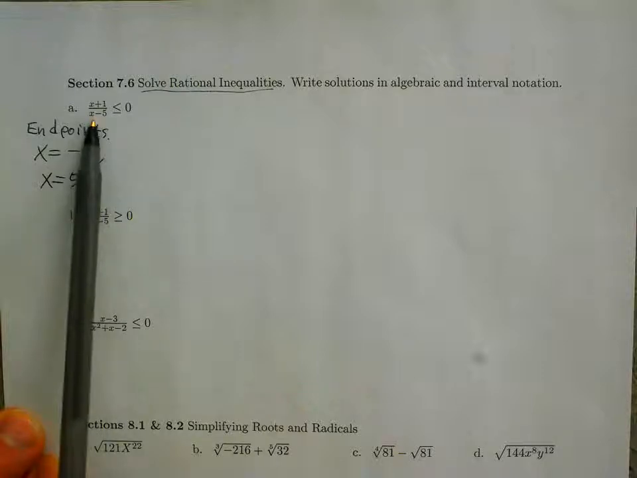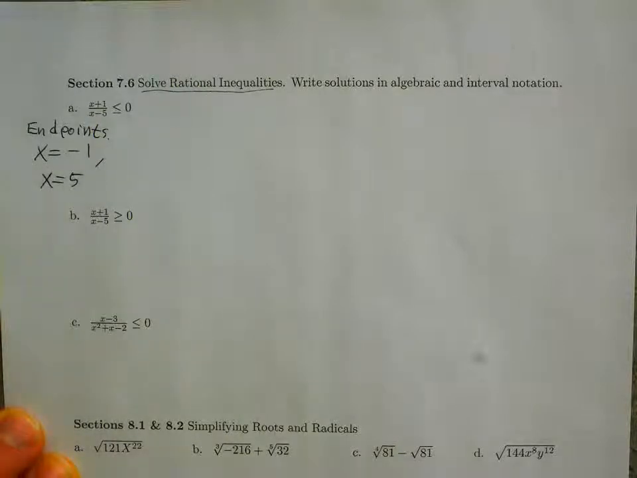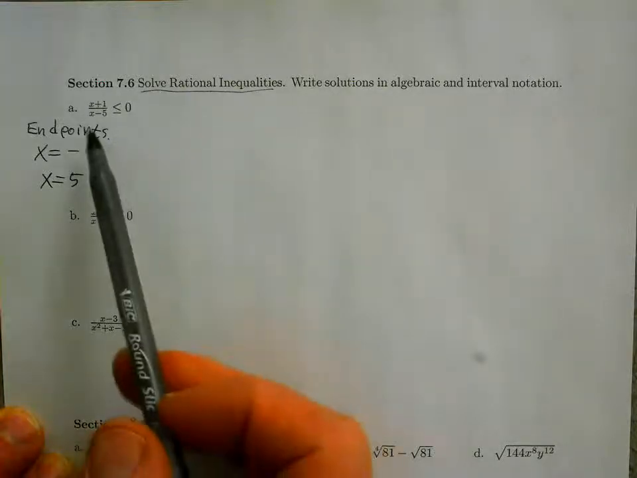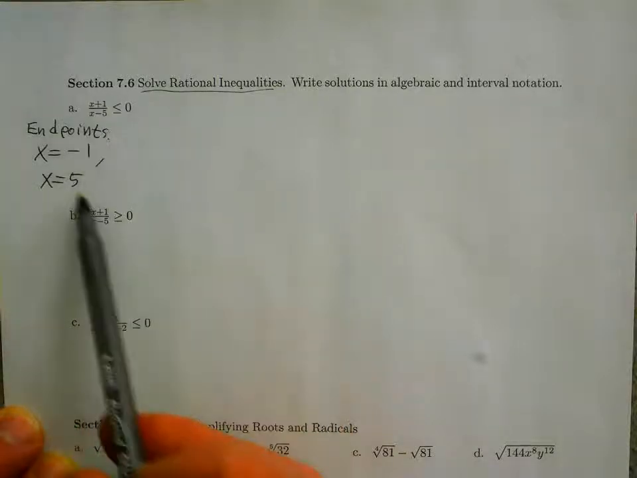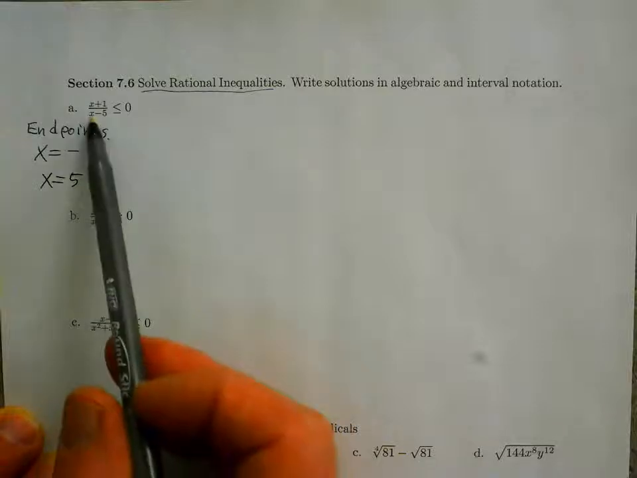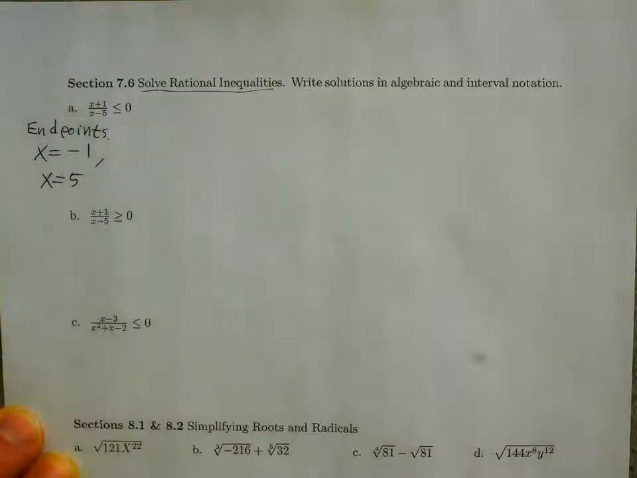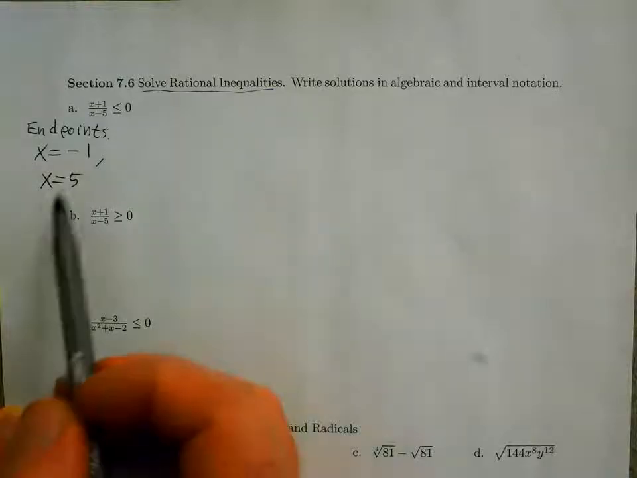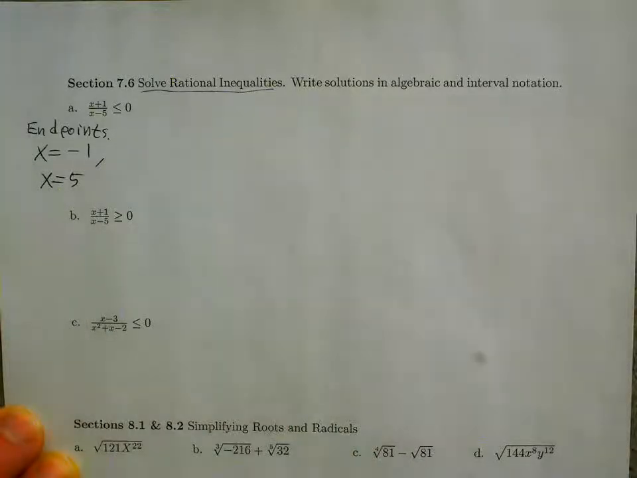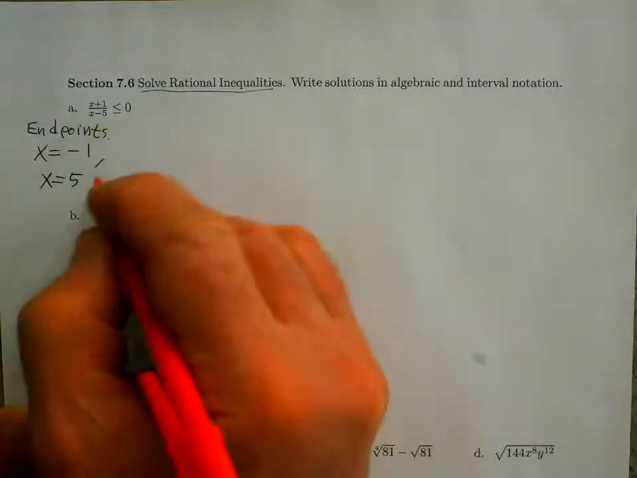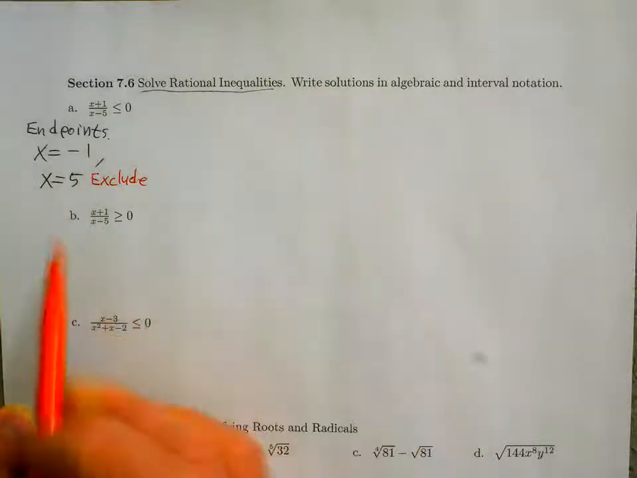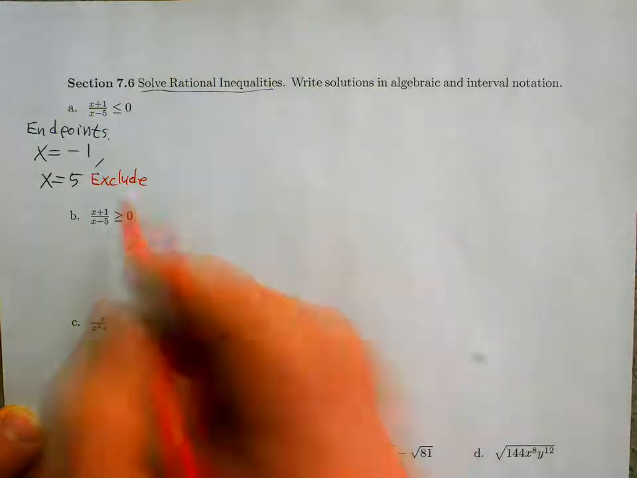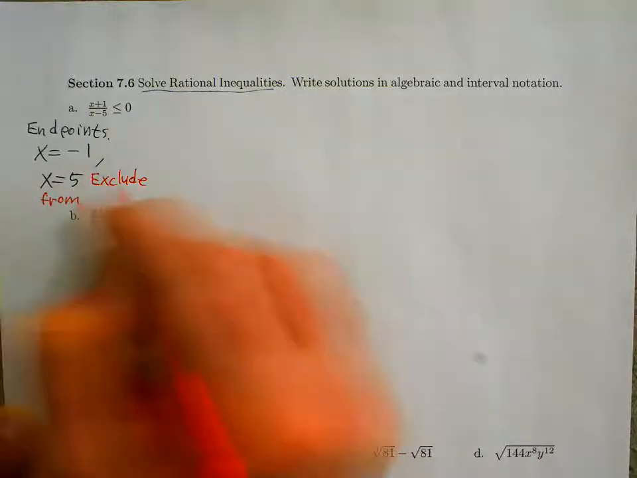Remember that x values that come from denominators are never, ever part of the solution set, because division by 0 is undefined. So if you replace x with 5, we're dividing by 0, but that is undefined. So we're going to exclude 5 from the endpoint, or from the solution set, because it's the x value that makes the denominator 0. So exclude from the solution set.